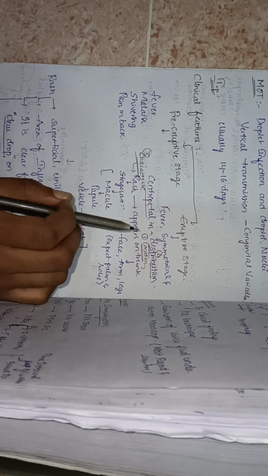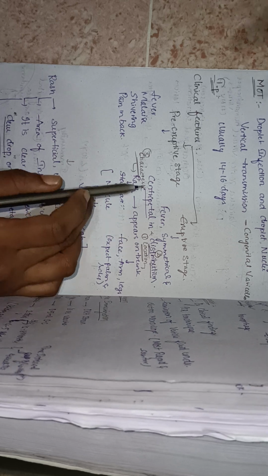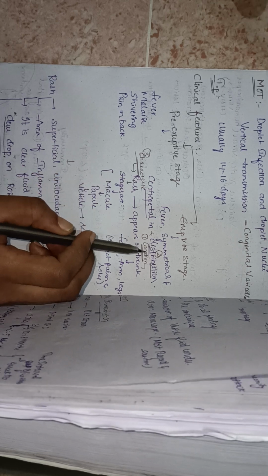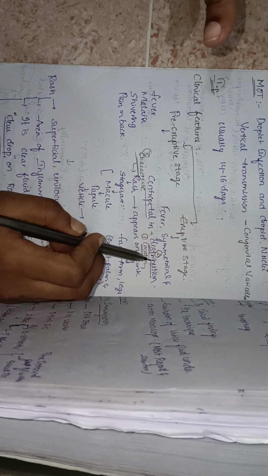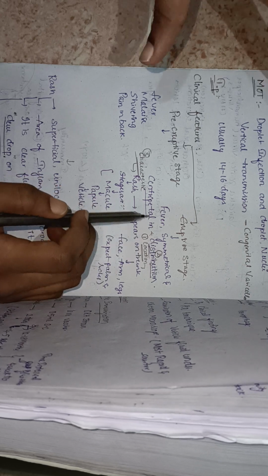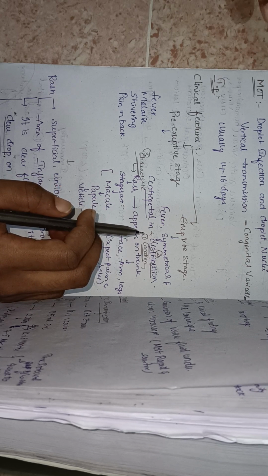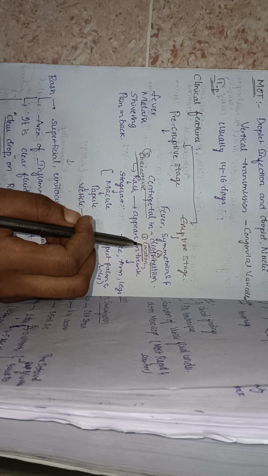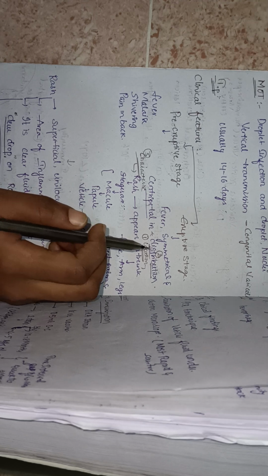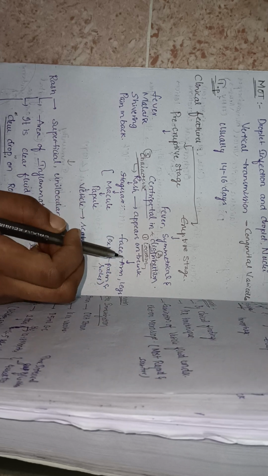So, what is the distribution of the rash? What is the location of the rash? What are the characteristics of the rash? First, we will discuss the distribution. The distribution is symmetrical and centripetal in direction. This is the difference between chickenpox and smallpox: in chickenpox it is centripetal, but in smallpox it is centrifugal.